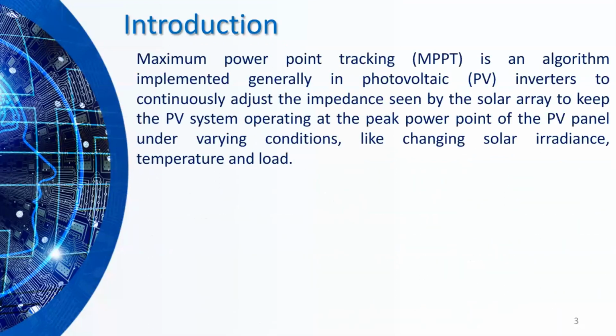So as an introduction, maximum power point tracking is an algorithm implemented generally in photovoltaic inverters to continuously adjust the impedance seen by the solar array to keep the PV system operating at the peak power point of the PV panel under varying conditions like changing solar irradiance, temperature, and load.